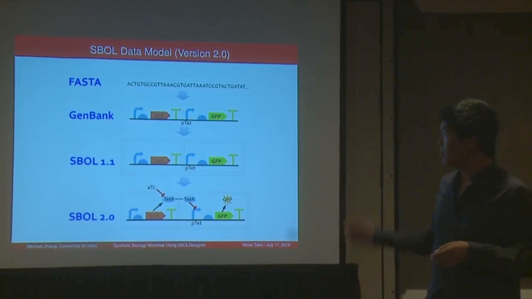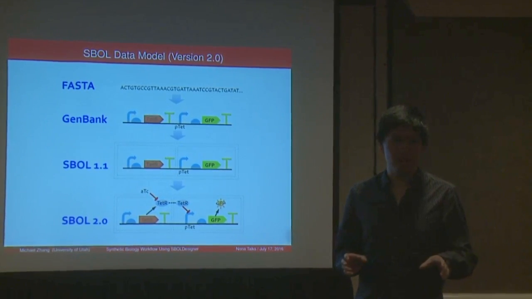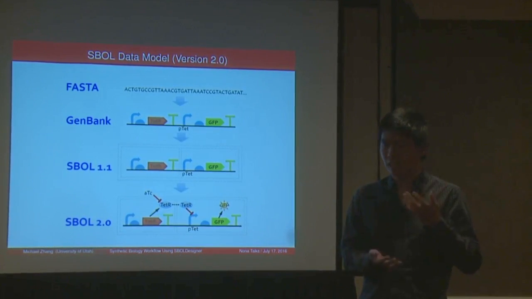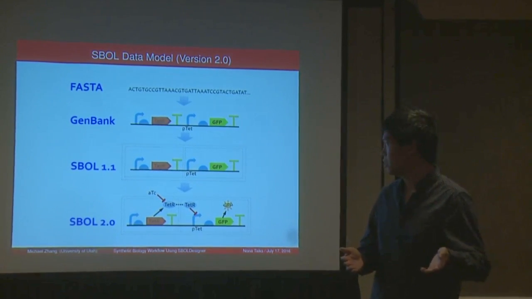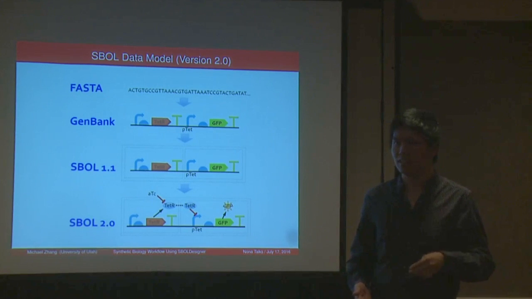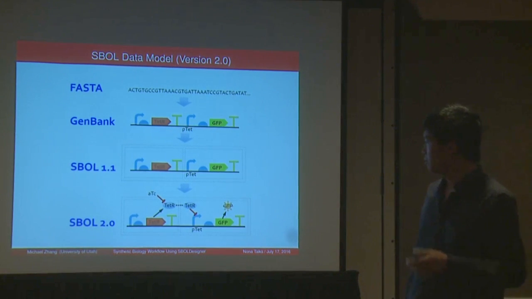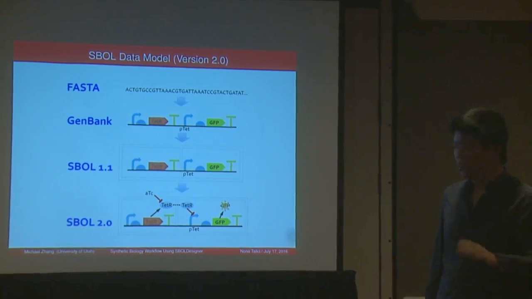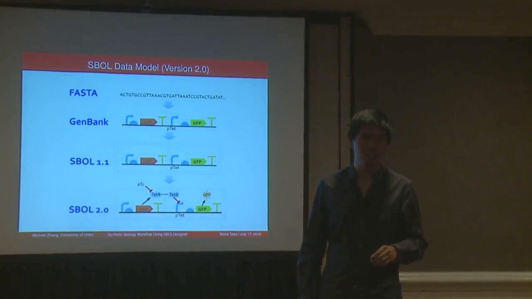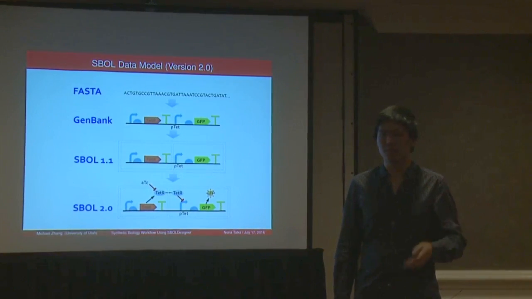And then SBOL 1.1 improves upon that by allowing a hierarchy. So you can define your genetic circuits with layered parts. So you can say you have this cassette, and then this cassette is comprised of a promoter, an RBS, a CDS, and a terminator. So SBOL 2.0 adds upon that, in that now you can have small molecules like ATC or whatever, and you can have proteins. And you can have interactions between all of these. So it greatly improves upon what you can do and what you can encode in these genetic circuits.